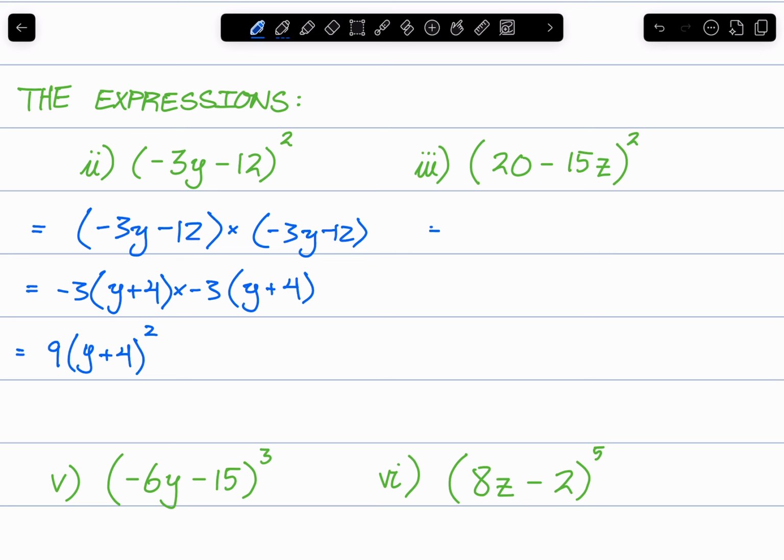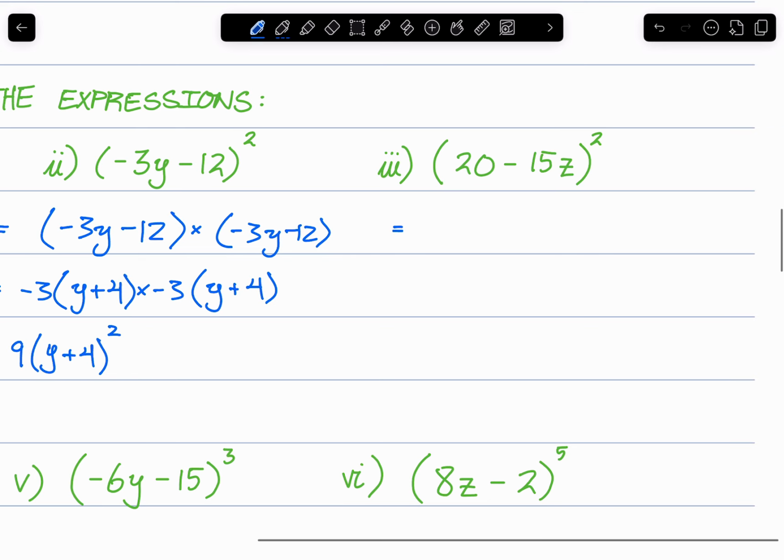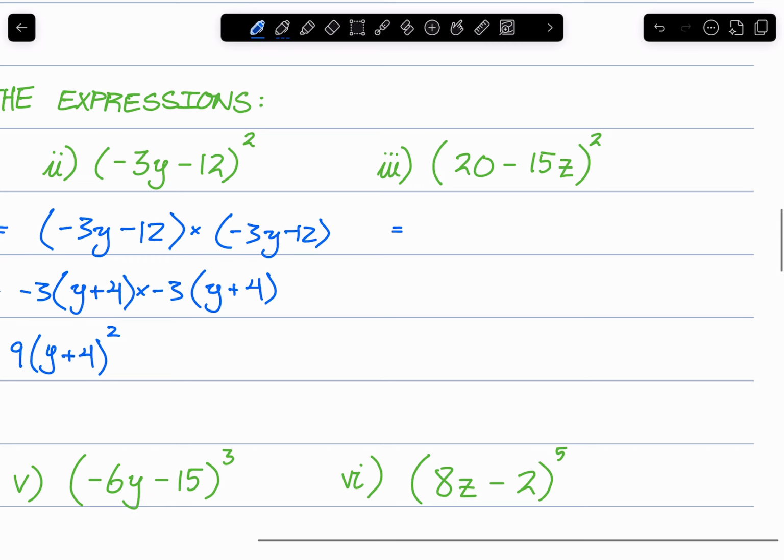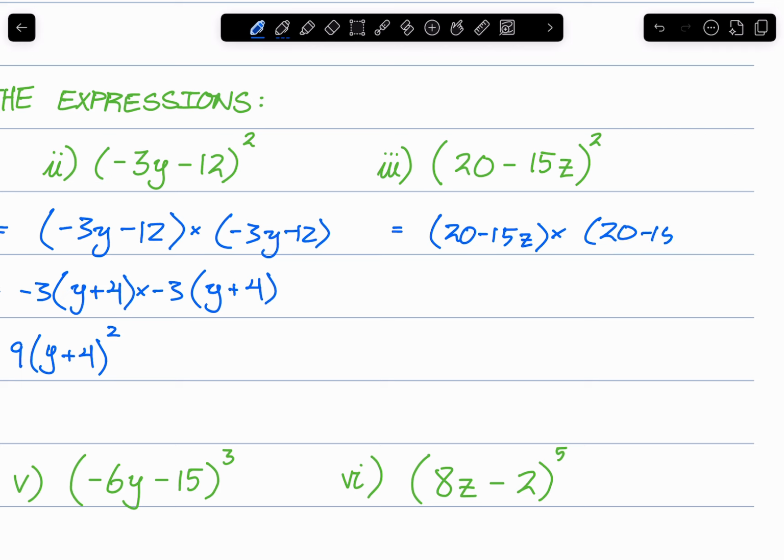Okay, the same thing can happen here. And after we've done this first row, in the next set of videos, I'll show you a shortcut of what we can do to get the hang of this. So for this one, it really depends on how we're going to factor this. So 20 minus 15z times 20 minus 15z. We could just factor out the positive 5, or we could factor out the negative 5. In this one, I'm going to factor out a negative 5 from both.